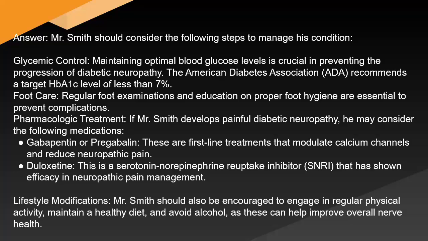Pharmacologic treatment. If Mr. Smith develops painful diabetic neuropathy, he may consider the following medications: gabapentin or pregabalin. These are first-line treatments that modulate calcium channels and reduce neuropathic pain. Duloxetine. This is a serotonin norepinephrine reuptake inhibitor (SNRI) that has shown efficacy in neuropathic pain management.